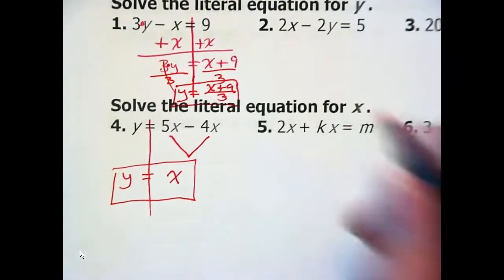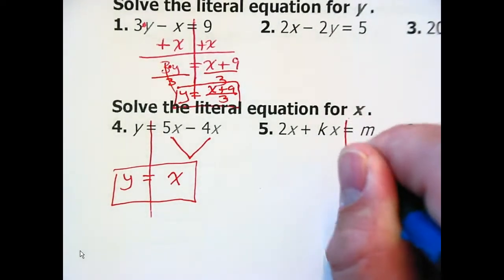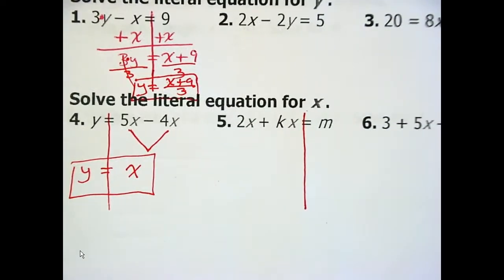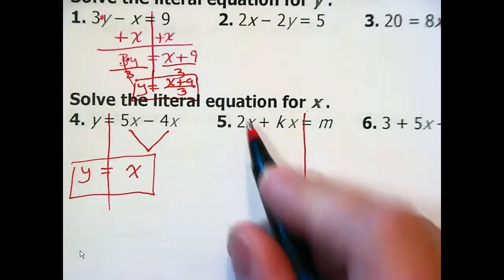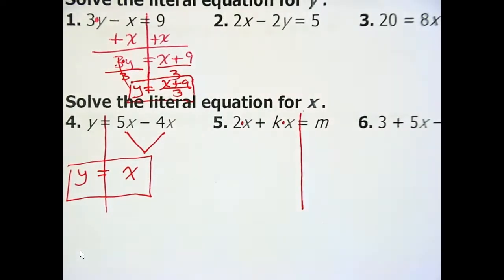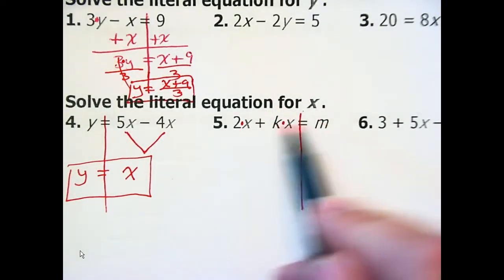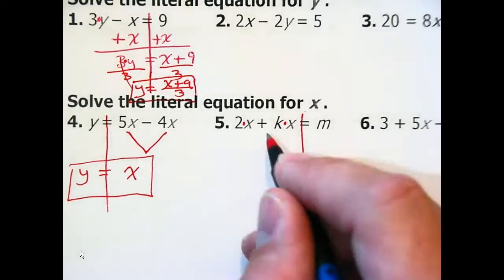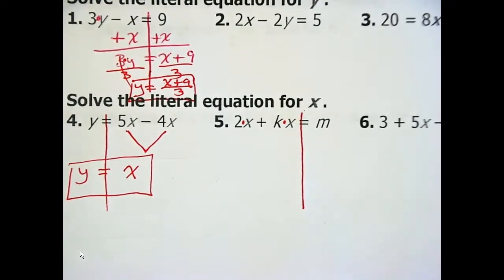All right, let's try one like number 5 that's a little tougher. Okay, give number 5 a go. Number 5 is actually, I think, a lot tougher. What are we solving for? Solving for x. Oh, so let me explain here. This is 2 times x, and this is k times x. Now, what do each of these things have in common? The x. Everyone agree?